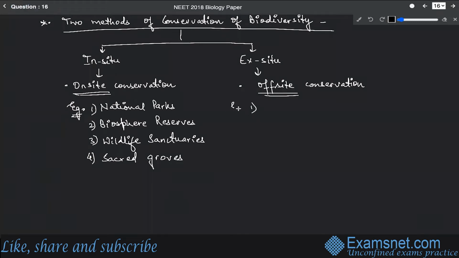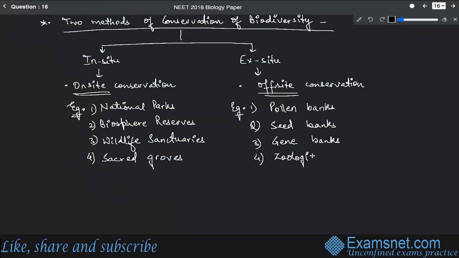While the examples of ex situ conservation primarily include pollen bank, seed bank, gene bank, zoological parks, botanical gardens, and wildlife parks or safari parks are also included, etc. So various examples are there.